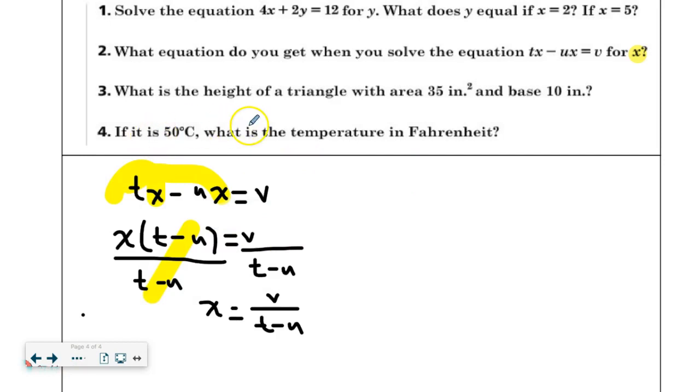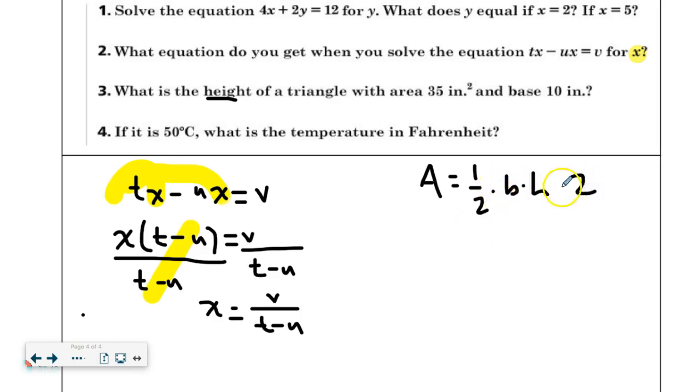Number 3, what is the height of a triangle? Oh, excuse me. With an area of 35 inches squared and a base of 10. So area of a triangle, 1/2 base times height, or base times height over 2 if you do it that way. It really doesn't matter. So it gives me the area and it gives me the base, which means I'm solving for the height. What is the height?